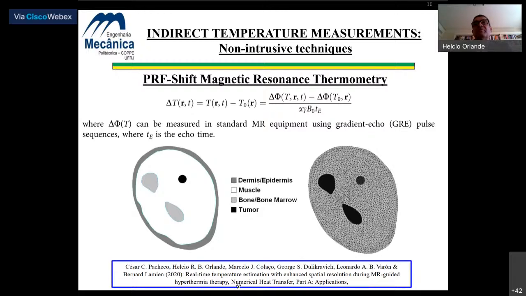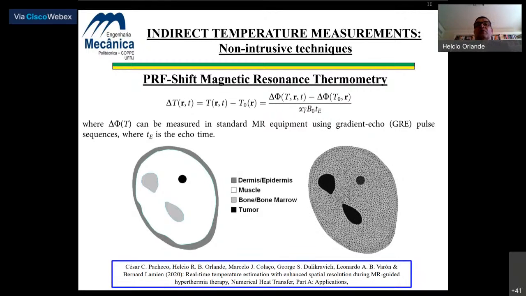In this first example, the measurements are provided by magnetic resonance. It has been shown that the local temperature variation is related to the variation of the phase shift delta phi by this linear expression. Although the direct inversion of this equation provides measurements of the internal temperature variation, we have shown that the solution of related state estimation problems reduces the measurement uncertainties.